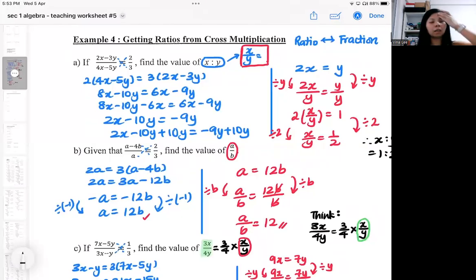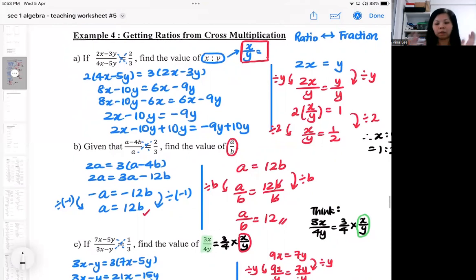But the technique is back to the same thing. You hear me keep saying, you divide something on both sides, you multiply something on both sides, and you add something on both sides, you subtract something on both sides after the cross multiplication. So in the first place, your cross multiplication must be done properly first.